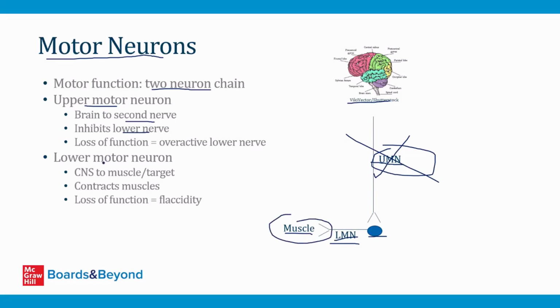The second neuron in the two-neuron chain is called the lower motor neuron. It connects from the central nervous system, like the brainstem or the spinal cord, to the muscle or target. And what it wants to do is tell the muscle to contract. So if you have a lesion of this lower motor neuron, then you no longer have any innervation of that muscle, and that muscle is going to become flaccid. Once again, we'll talk more about this in a second, but the hallmark of lower motor neuron damage is flaccid muscles, whereas the hallmark of upper motor neuron damage is contracted or spastic muscles.